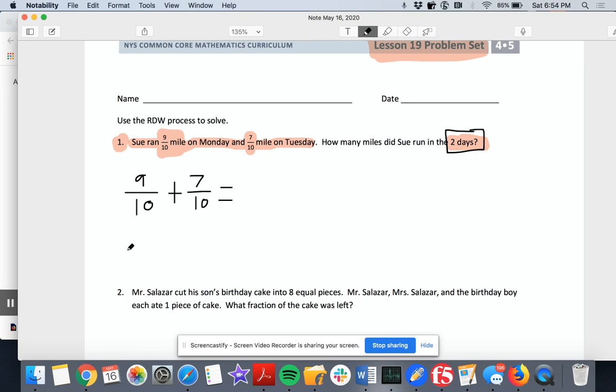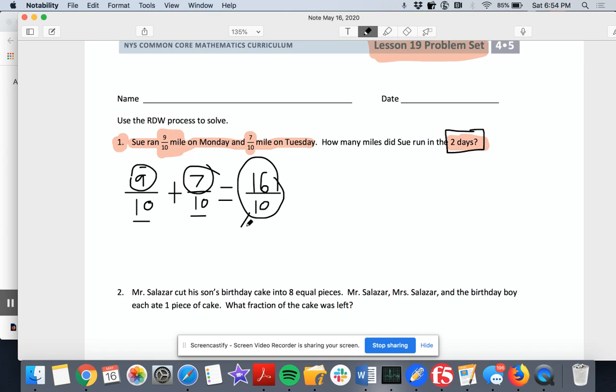So I have 9/10 plus 7/10. Checking to see if my denominator is the same, and it is. And then I need to add my numerator. I know that 9 plus 7 is 16. So that means she ran 16/10 of a mile over Monday and Tuesday. But I'm not done yet because 16 over 10 is an improper fraction.